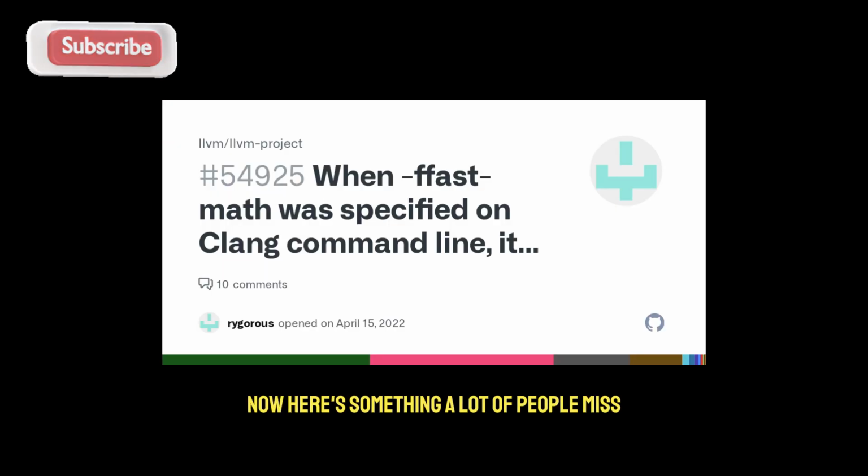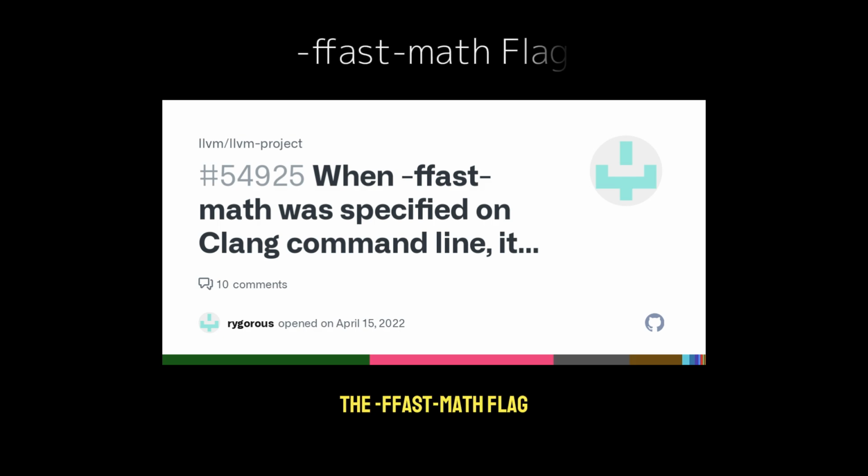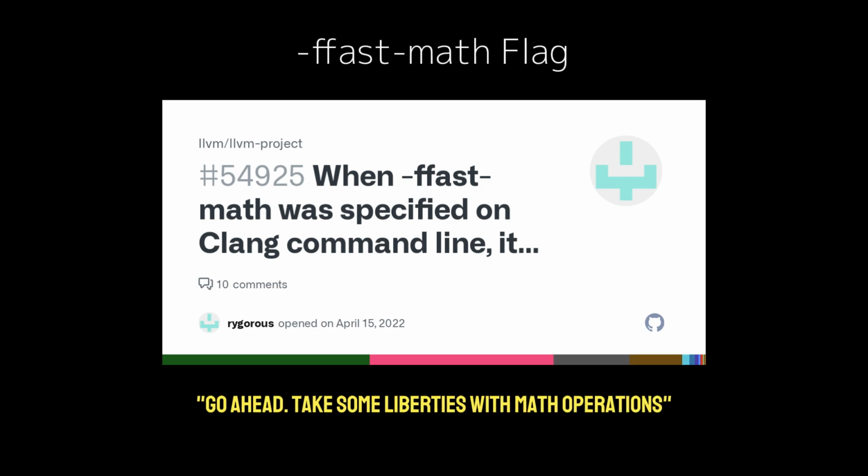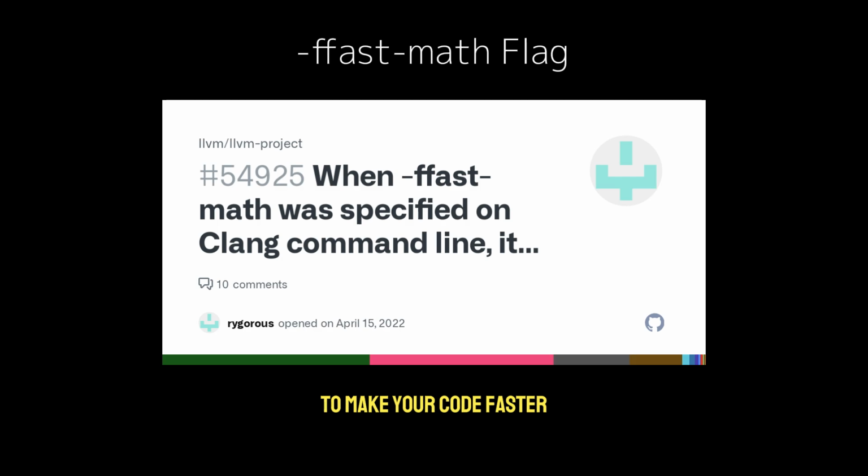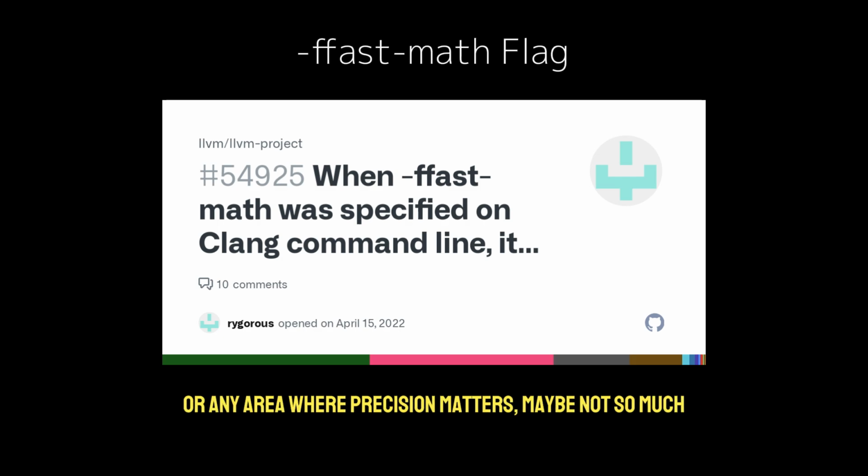Now here's something a lot of people miss. The ffast-math flag. What it does is it tells Clang, go ahead, take some liberties with math operations. It allows optimizations like ignoring precision and rounding errors to make your code faster. It sounds risky, but it depends on your use case. In scientific calculations where absolute precision isn't critical, this flag can speed up your programs dramatically. But if you're working with financial systems or any area where precision matters, maybe not so much.